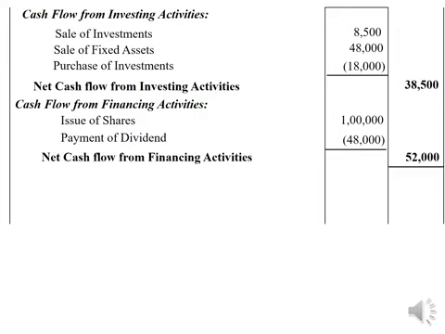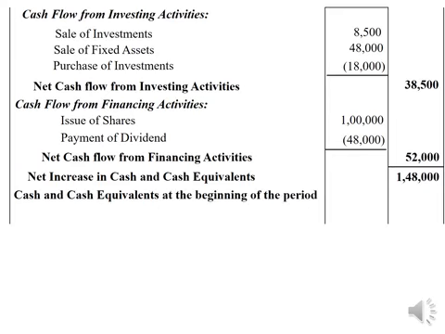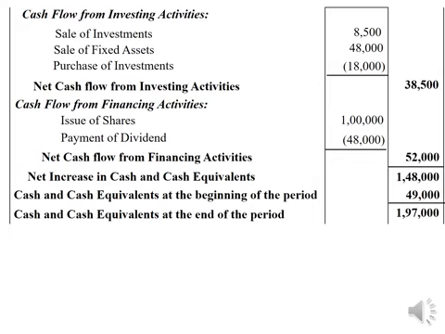Summing up the three cash flows, we get 1,48,000 increase in cash and cash equivalents. To this, add opening balance of cash and cash equivalents rupees 49,000 to get 1,97,000 as closing balance of cash and cash equivalents. You can compare this with cash and cash equivalents balance given in the balance sheet of the problem. Okay, this is the solution. If you are writing down, you pause the video and write down.